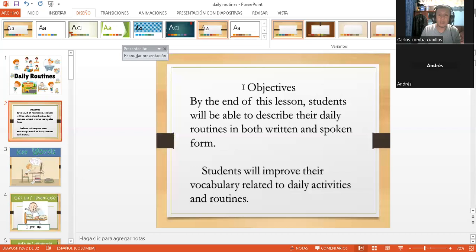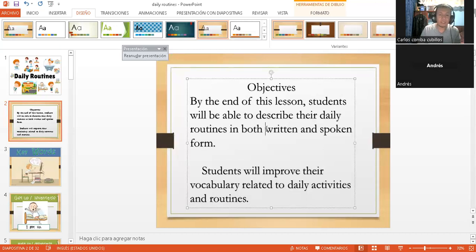Today, we have an introduction about daily routines. It's a micro-teaching, and I try to provide the tools to describe daily routines and activities in the present simple. The main objective: by the end of this lesson, students will be able to describe their daily routines in both written and spoken form.